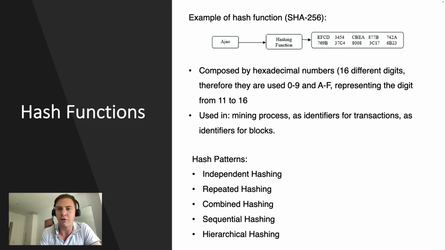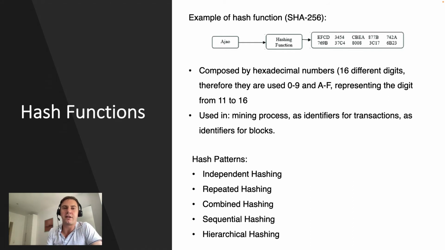So you have, for example, AJAO, you do the hash, and you obtain a code. The code obtained is always the same length, and the hash that you get is composed of 16 different digits for each digit. Therefore, they use 0 to 9 and A to F. All the digits you will see can be either a number from 0 to 9 or a letter from A to F, because we are talking about 16 different digits. So it is also said to be composed of hexadecimal numbers.